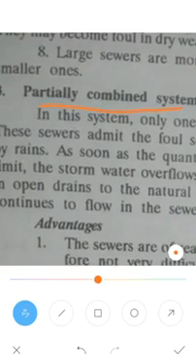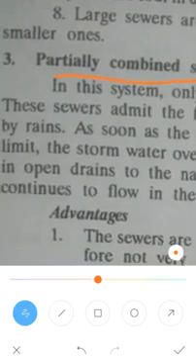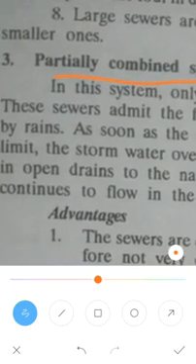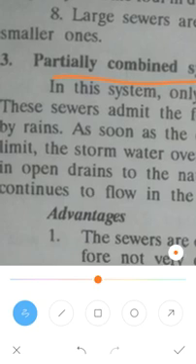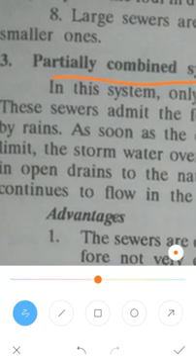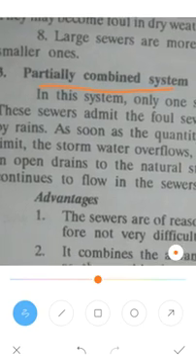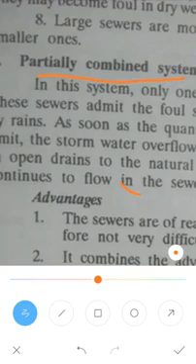Next is the flat topography. The sewers will have to be laid at depth to achieve a reasonable gradient. Under such circumstances, partially combined sewers are more required. So these are the factors which have to be considered. Now we'll see some of the advantages as well as the disadvantages of this partially combined system.